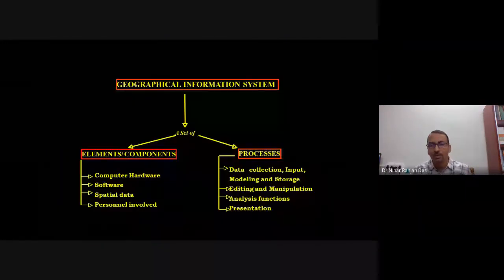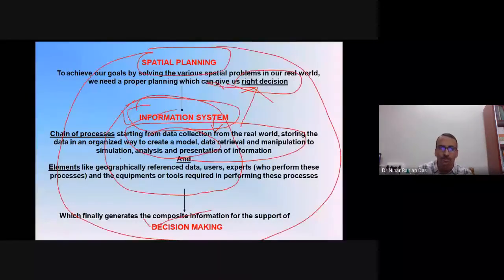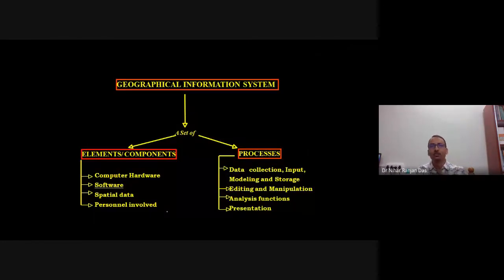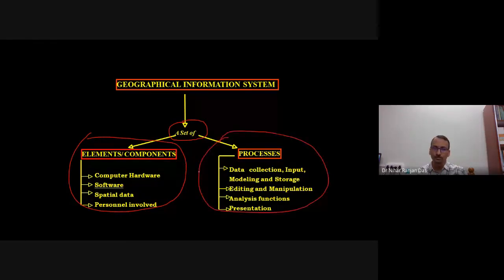Now let us come to the components of GIS. Already we have discussed them here. The components of a system are its elements, and the whole system is the integration of these elements and the processes performed by these elements. So a GIS, or geographical information system, is a set of four kinds of elements and four categories of processes they perform. First, number one is computer hardware.